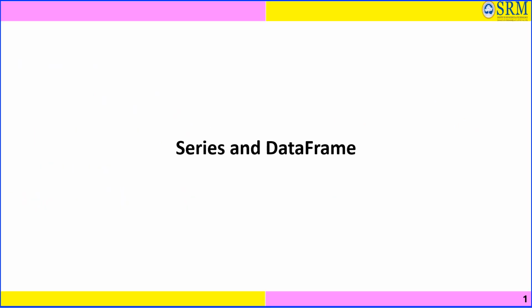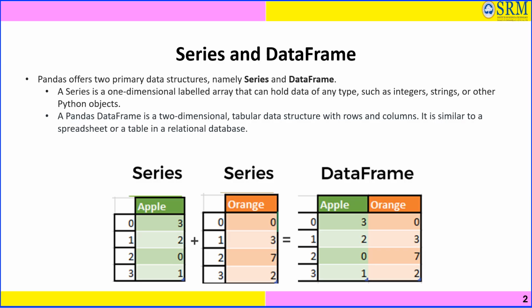And in Pandas, there are two types of data structures: one is series and the other is data frames. First we'll see series. Series means it's a single dimension, with one index. Data frame means you have more than one series, multiple series. A Pandas series is a one-dimensional labeled array that can hold data of any type: integers, strings, other Python objects. Whereas a data frame is a two-dimensional tabular data structure with rows and columns. It is similar to a spreadsheet or a table.